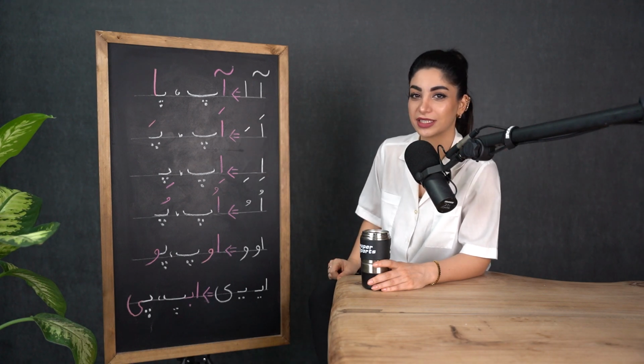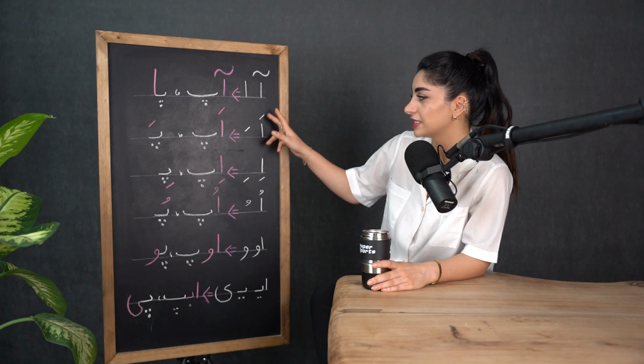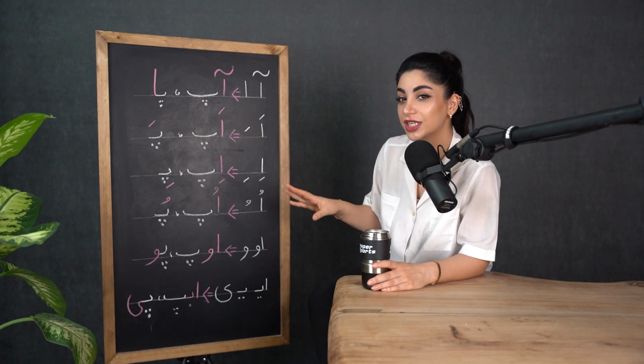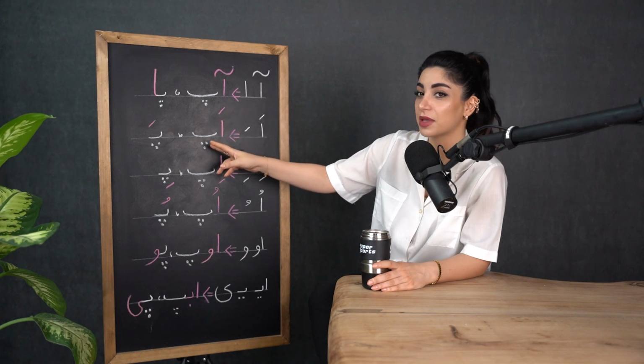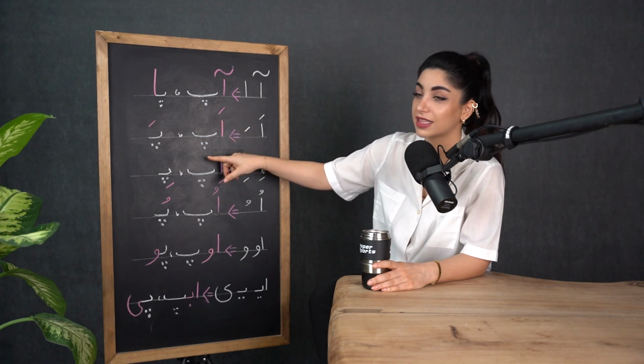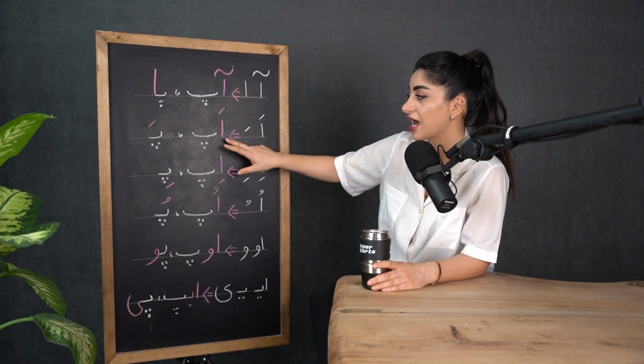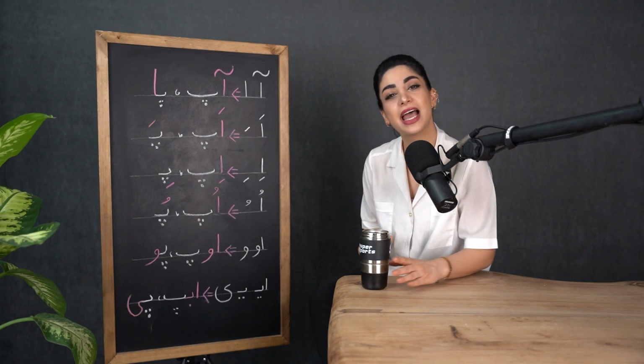What about this one? This one comes always at the beginning, never attached, then we have P. So first read this, then read this. App, app, together. App, app.